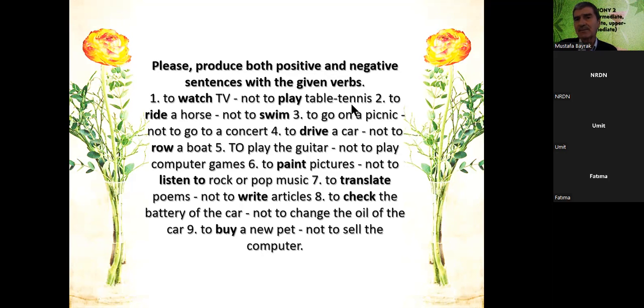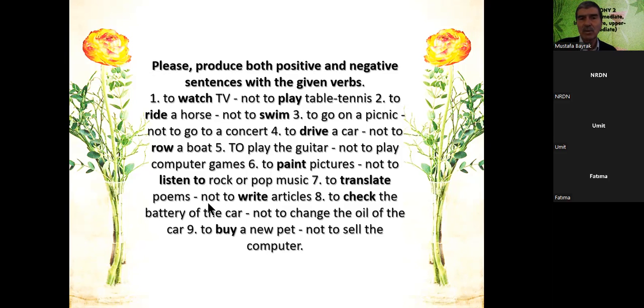Is it clear? To ride a horse, not to swim. To go on a picnic, not to go to a concert. To drive a car, not to row a boat. To play the guitar, not to play computer games. To paint pictures, not to listen to rock or pop music. For example, Nancy and Meral are going to paint pictures. They are not going to listen to rock or pop music.